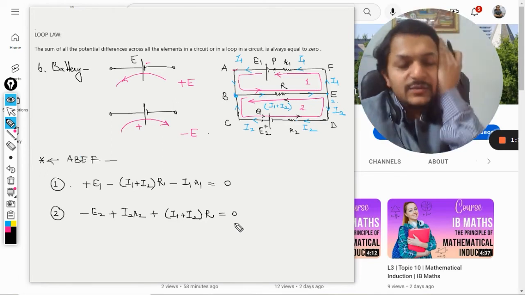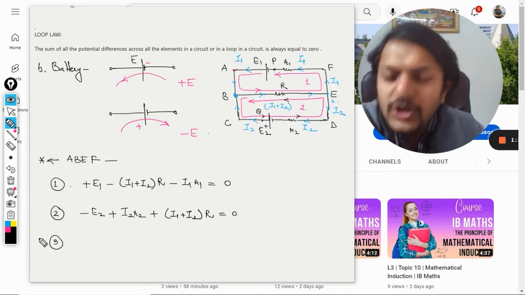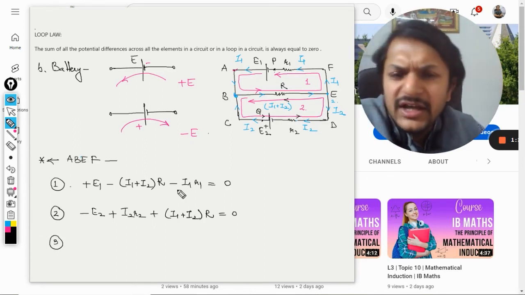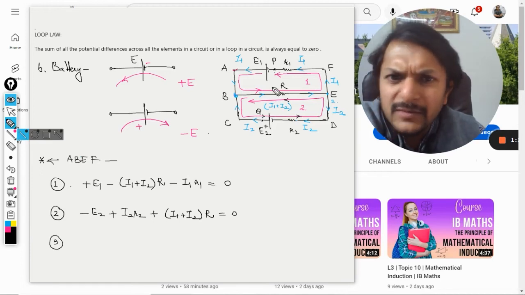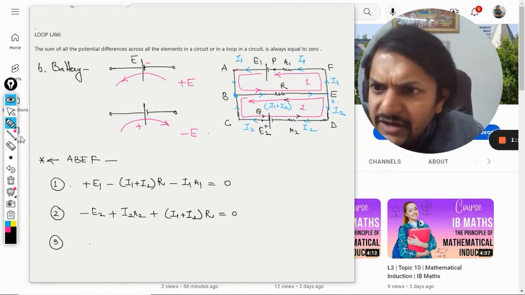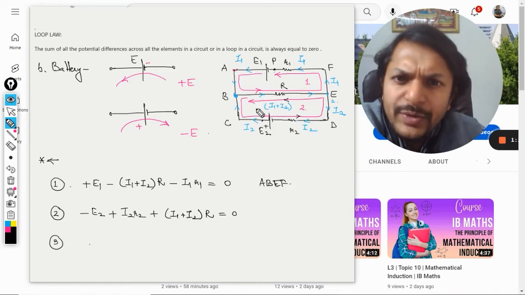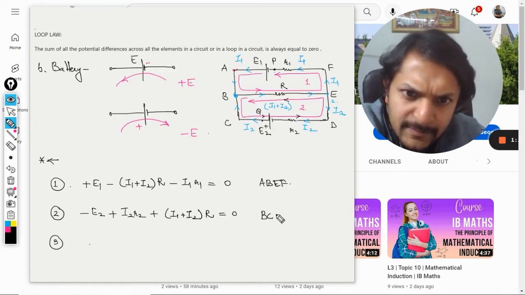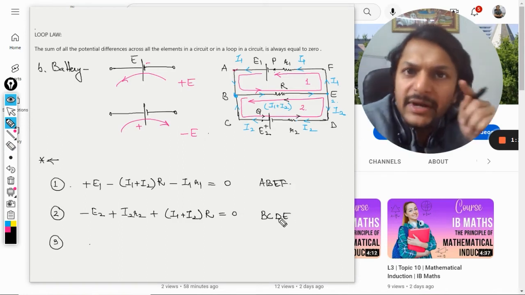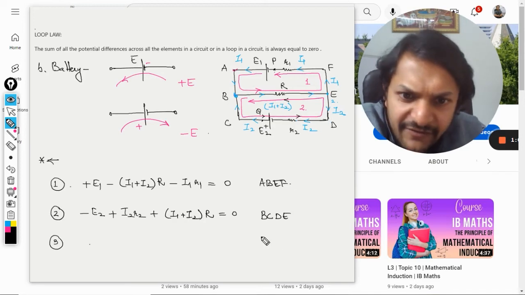So this is how I write the second equation. And now in this video I will tell you how to write this third equation also, and then we will take some examples in the next videos. So here this is ABEF. Okay, I was supposed to write the names of the loop. So this is ABEF, and this loop is BCDE, and I am maintaining the direction, the sense of the loop. And now I am going for ACDF.